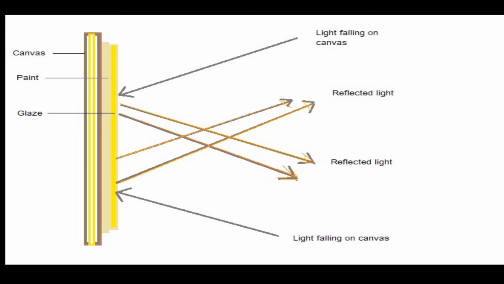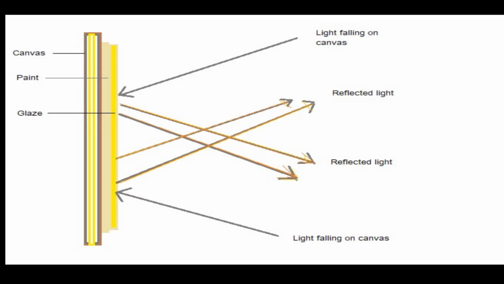Now towards the right side of the canvas you see a few arrows. There's one arrow on the top and there's one below which says light falling on canvas. So that's the external light falling on the canvas. It passes through the translucent glaze, hits the opaque paint and gets reflected back. So the four arrows in the middle that you see, colored a little differently and titled reflected light, is the light that comes out of the canvas.